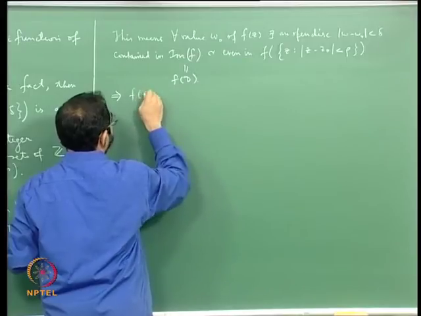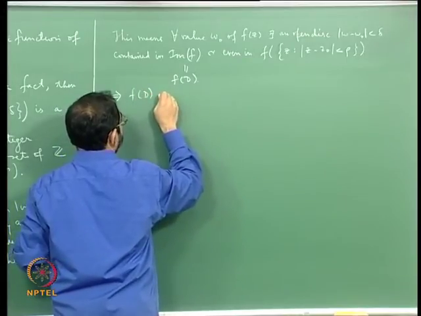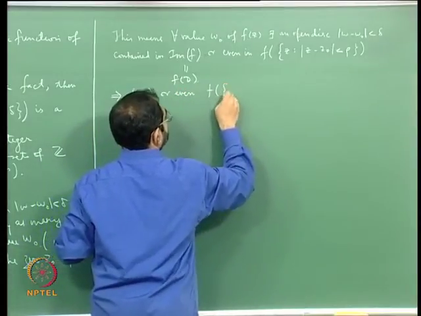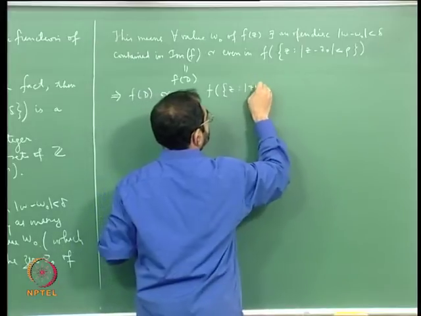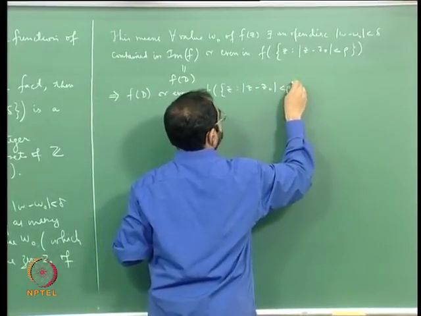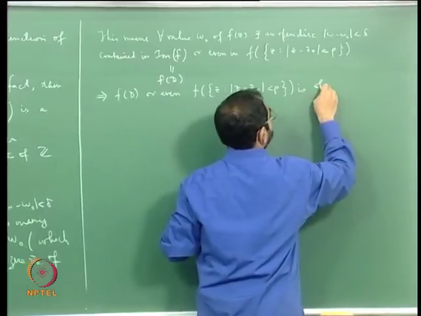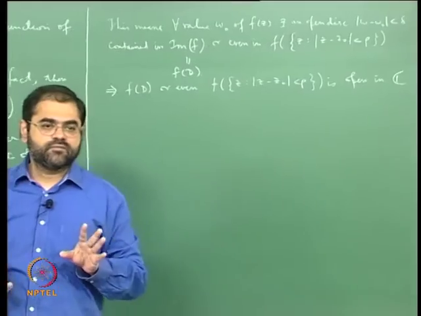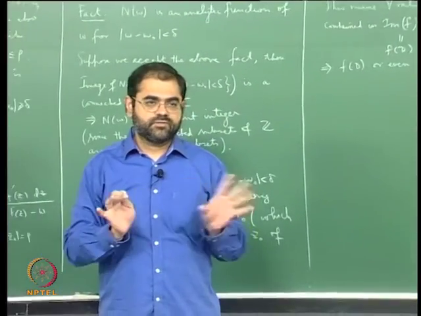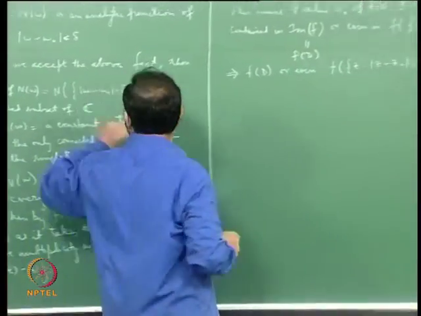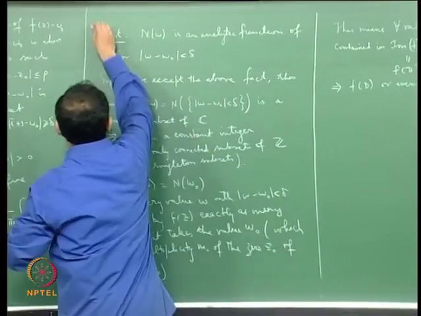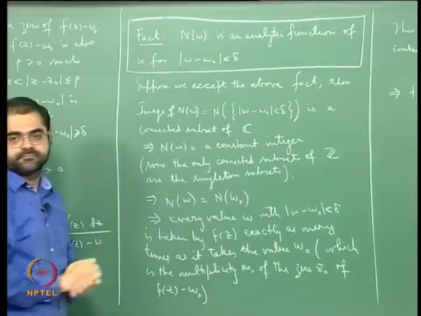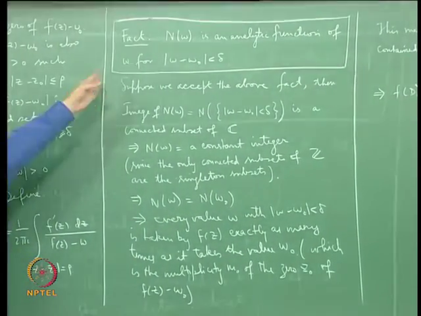So what this tells you is that f of d is open in the complex plane, and that finishes the proof of the open mapping theorem. Okay, that finishes the proof. So the only thing that I'll have to check is this fact. This fact is the fundamental thing that I'll have to check. Once you check this fact, you're done.